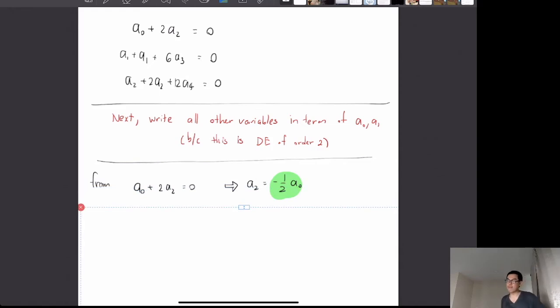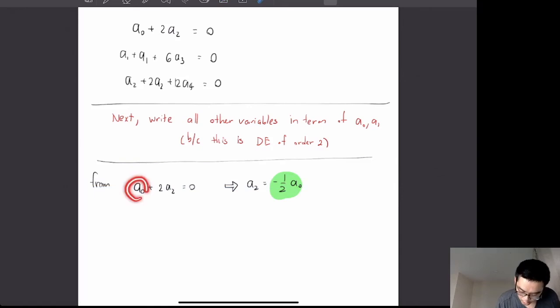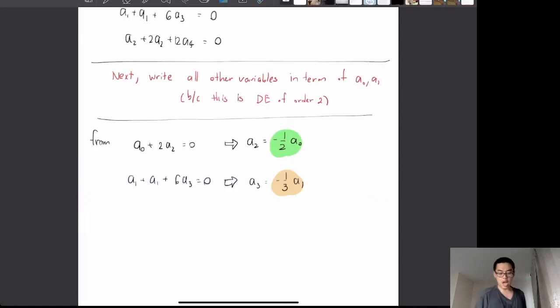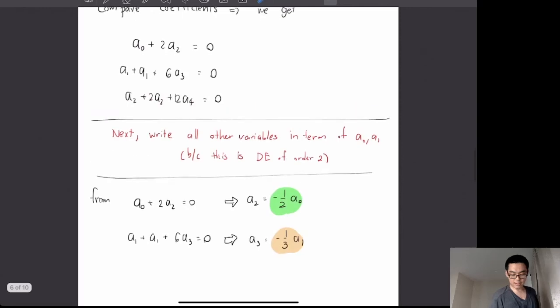So a0 and a1 can be anything, so we start off with the first equation and figure out a2. a0 plus 2a2 is 0, so a2 is minus 1/2 a0, and since a0 is the thing we want, we're good. We allow a0 to be there, so this equation is good. Let's look at the second equation. It says a1 plus 6a3 is 0, so a3 is minus 1/6 a1, and a1 is in our list, so we're good.